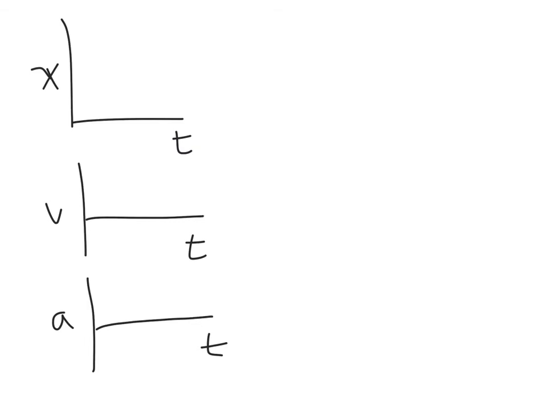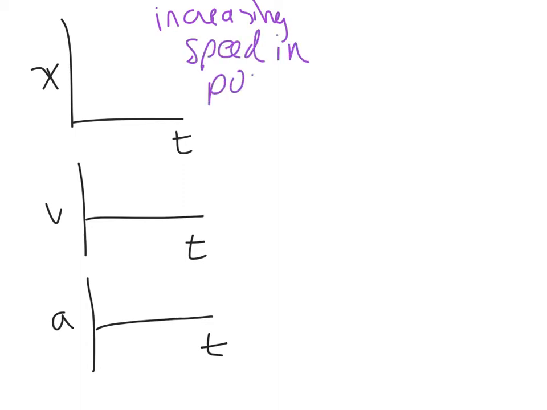And what's happening here is the object is increasing speed in the positive direction. That was written very badly. So the graph for position time looks like that. Velocity time looks like this. Acceleration time looks like this.